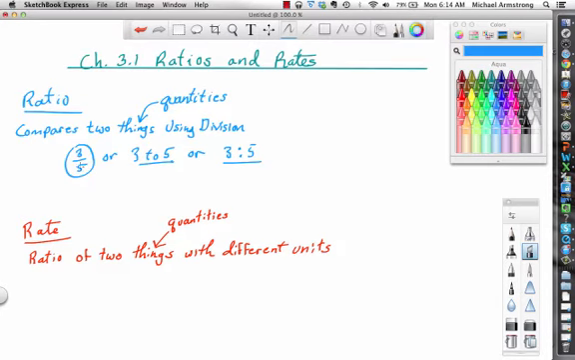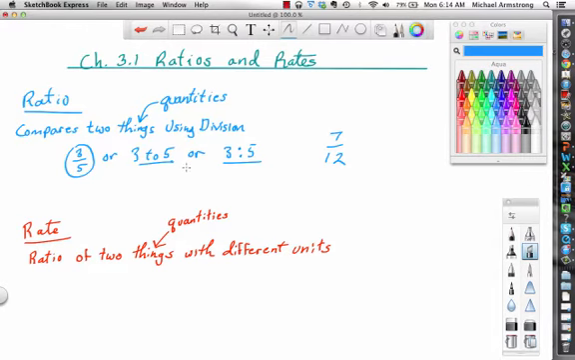But often we need the fraction to do something with it. 3 out of 5 people, it could be anything. Say that our classroom has 12 people and 7 are boys, that would be 7 out of 12 are boys. 7 out of 12 people are boys in our class. And there's all kinds of ways to write ratios, but it compares two things.